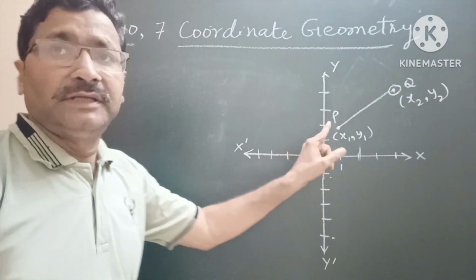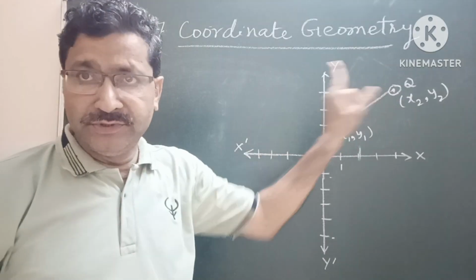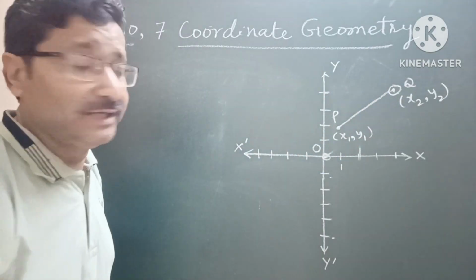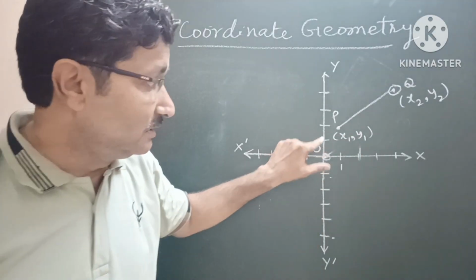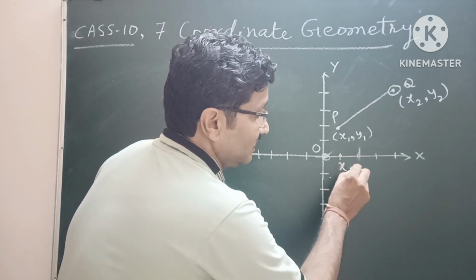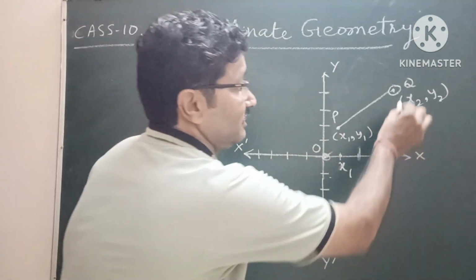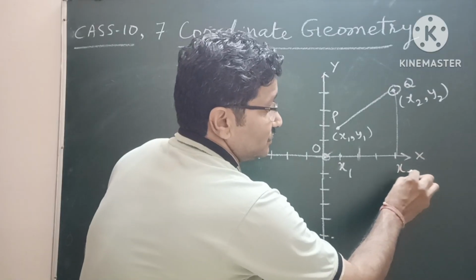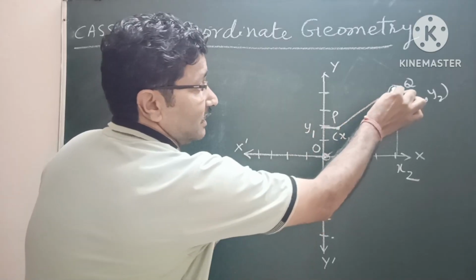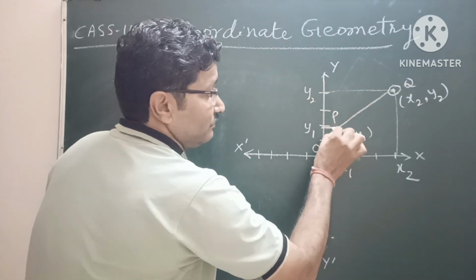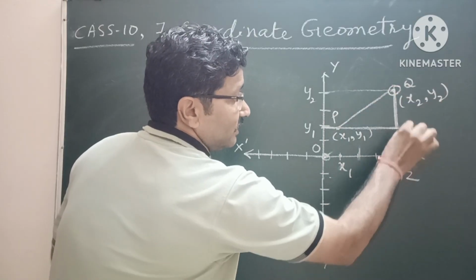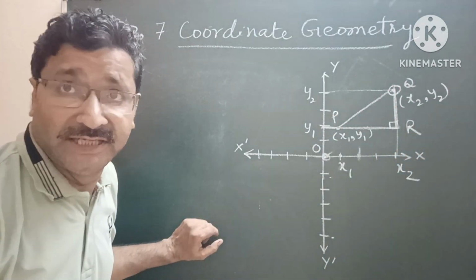Now suppose point P and point Q are given, and we have to find the distance between the points P and Q. How can we find it here? The x coordinate for point P is x1, and for point Q it is x2. Here this point is y1 and this point is y2. Now if you join these, you will get a triangle. One triangle you can form is PQR, and this will be a right triangle.